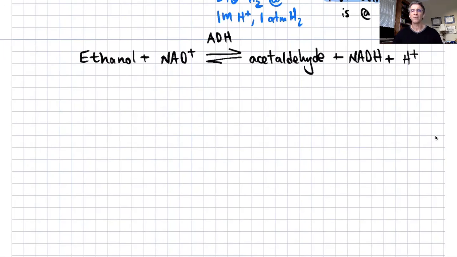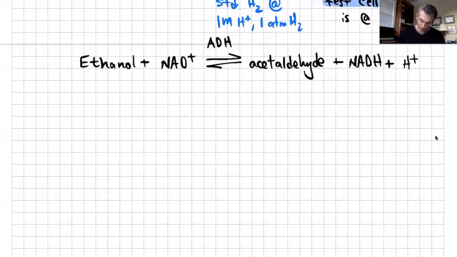And the question is, can we use standard reduction potentials to figure out the standard state free energy for this reaction running this direction? And the answer is, yeah, absolutely we can. But what we have to do is kind of what we did at the very beginning of the class, thinking about free energies for half reactions. We have to decompose this into a couple of half reactions for which we have some measured standard state reduction potentials. And that's relatively straightforward, right?